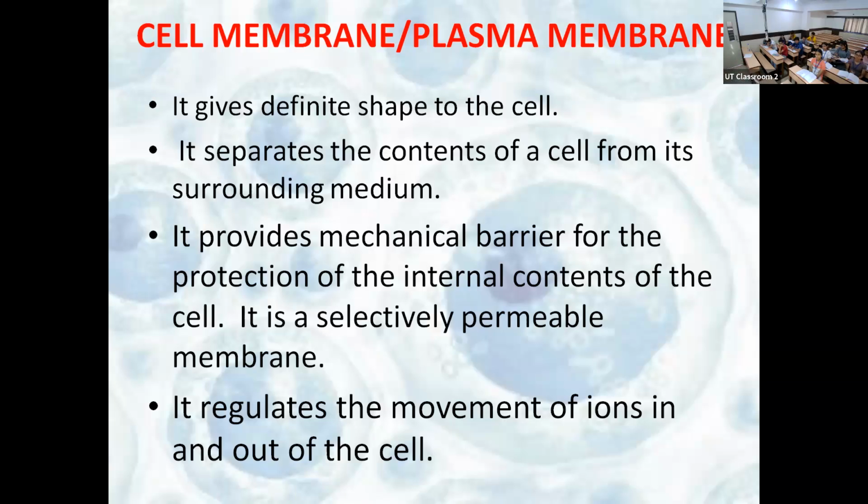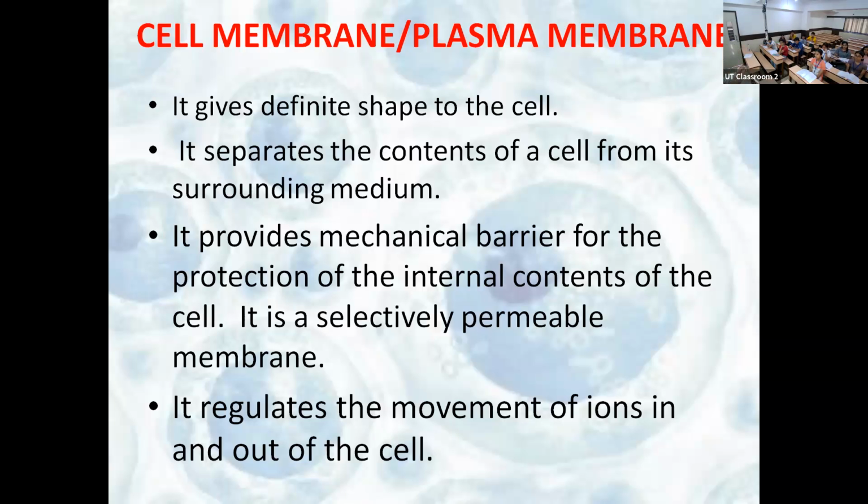It provides a mechanical barrier for the protection of the internal content of the cell. So whatever content is within the cell membrane is well protected. Outside the cell membrane it cannot be protected, but within the membrane they are protected. It is a selectively permeable membrane, meaning it is a selectively permeable or semi-permeable membrane. Based upon this, we say it regulates the movement of ions in and out of the cell.